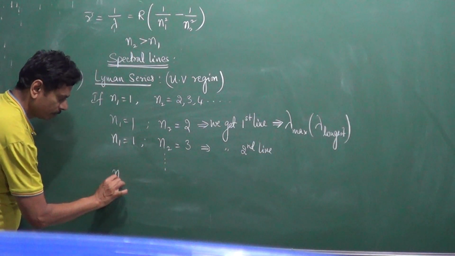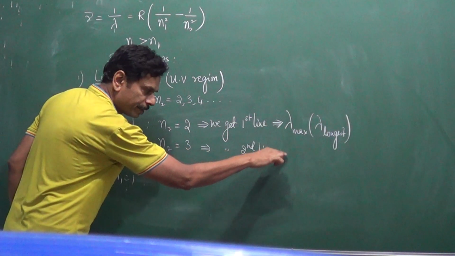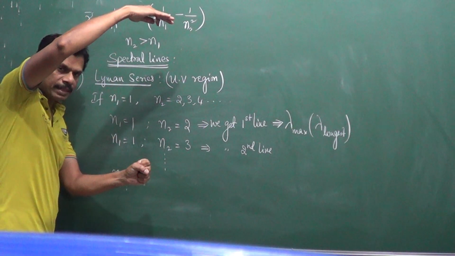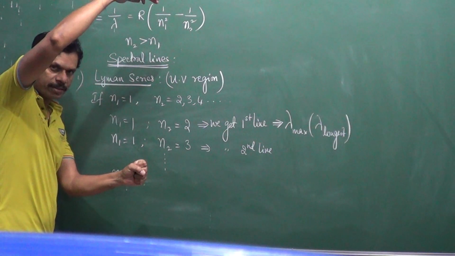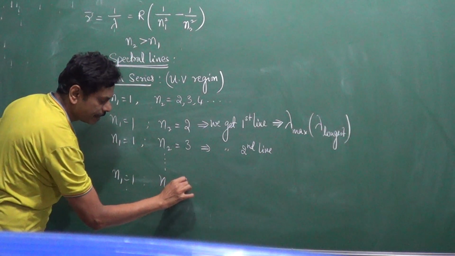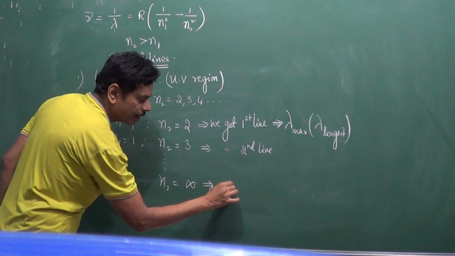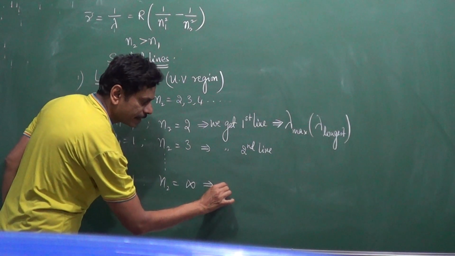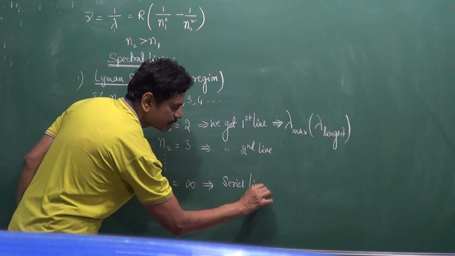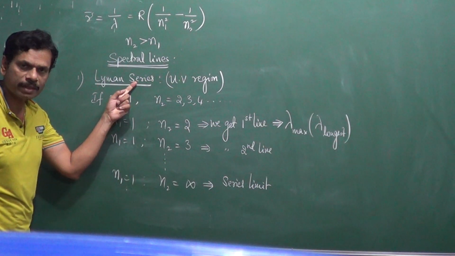n1 is equal to 1, next one n2 is equal to 4. Again lambda decreases. The last one is at an infinite distance. If the electron jumps from infinity to the first orbit, n2 is equal to infinity, then we are going to get the last line here. It is called the series limit. That is the series limit for this Lyman series.